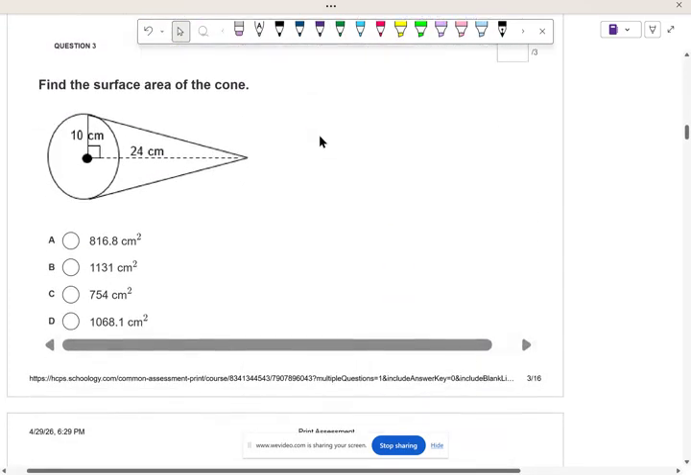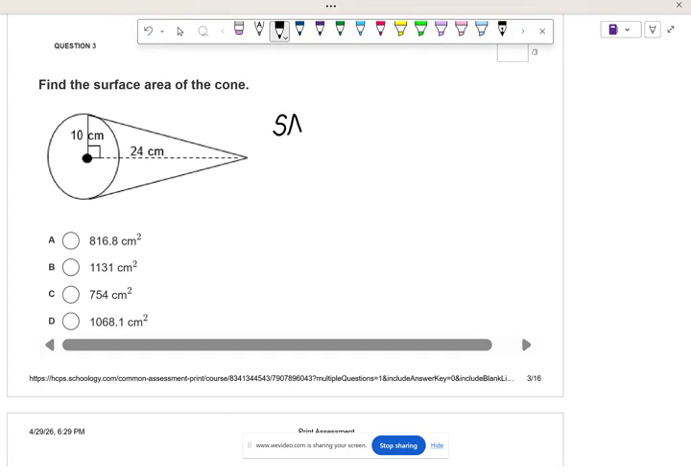Okay, number 3 says calculate the surface area of the cone. So we want to go look on our formula sheet. The formula for surface area is pi r squared plus pi r l. We need the radius and we need the slant height. We have the radius. That would be 10. But we don't have the slant height. That's the hypotenuse of this right triangle. So we need to figure out that slant height right there using the Pythagorean theorem.